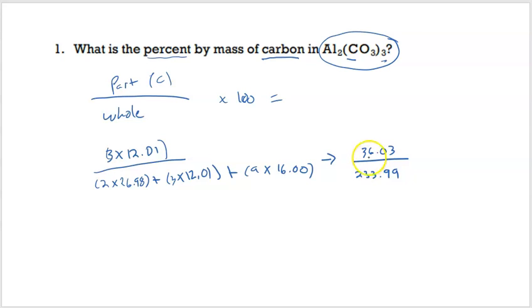All right, so when I divide 36.03 by 233.99, that's going to give me a decimal. And we multiply that decimal by 100, and we get out of the total mass of aluminum carbonate, 15.40% is carbon.